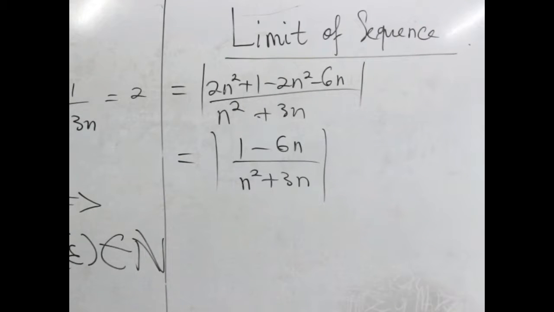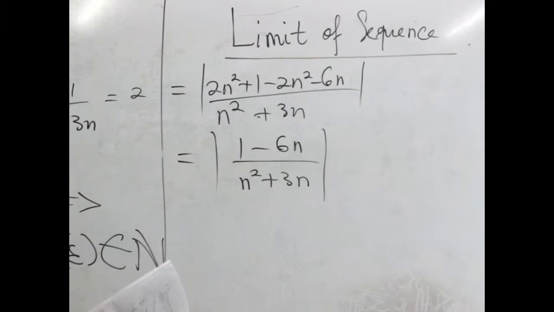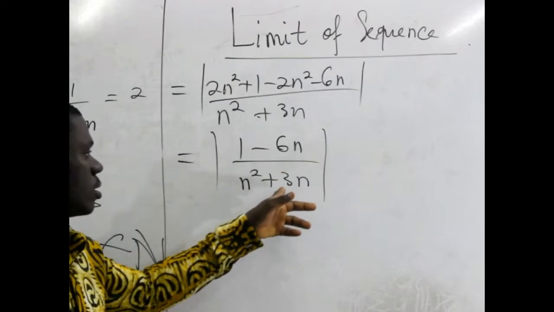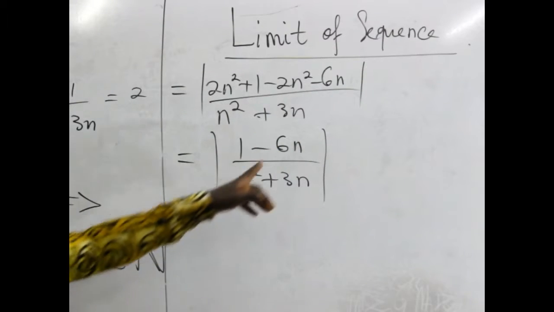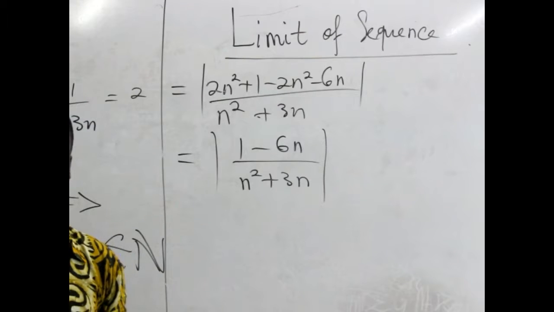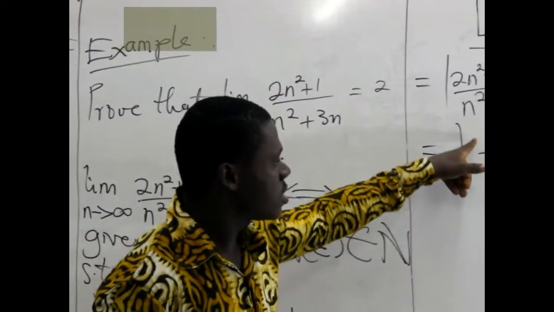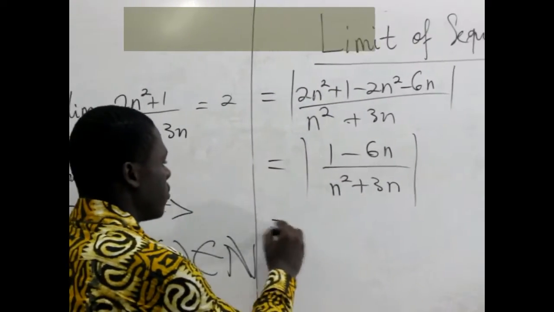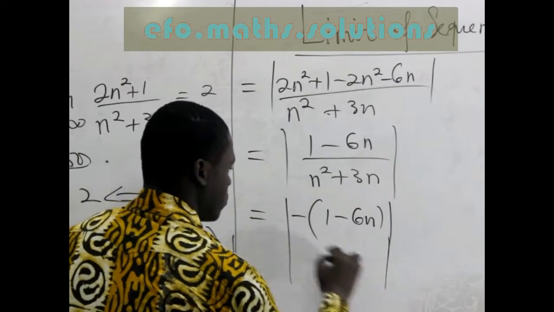Alright, then we realize that this is an absolute symbol. And when we do away with the absolute symbol, you realize that we are having 1 minus 6n divided by n squared plus 3n, where n is any natural number. So when we start substituting natural numbers 1, 2, 3 into this, realize that the numerator of the given is negative. But we have learned that when values go into absolute symbols and come out, they come out as positive values. So what we want to do at this moment is just negate the numerator. So that we have negative 1 minus 6n, all in the absolute symbol.